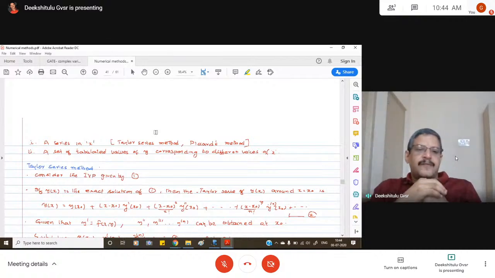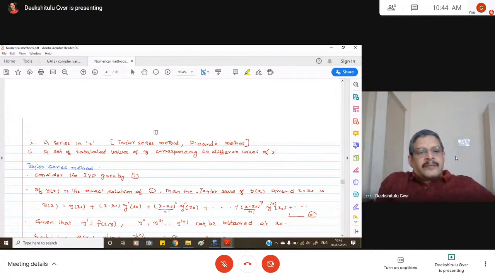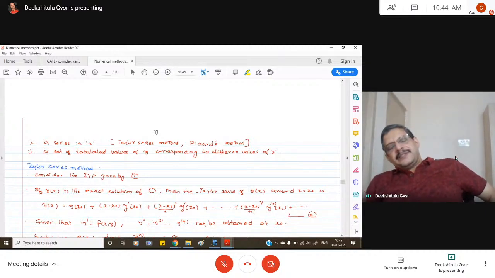So once you get y as a series, a0 plus a1x plus a2x square plus a3x cube, and so forth, then the advantage is you can get any value of y at any point of x. So when we have y of x equal to a0 plus a1x plus a2x square, put x equal to 0.1, you get y at 0.1. If x is equal to 0.2, you get y at 0.2. If x is equal to 100.2, you get y at 100.2. For any value of x, you will get y of x. That is one major advantage in writing the solution as a series or an explicit solution.